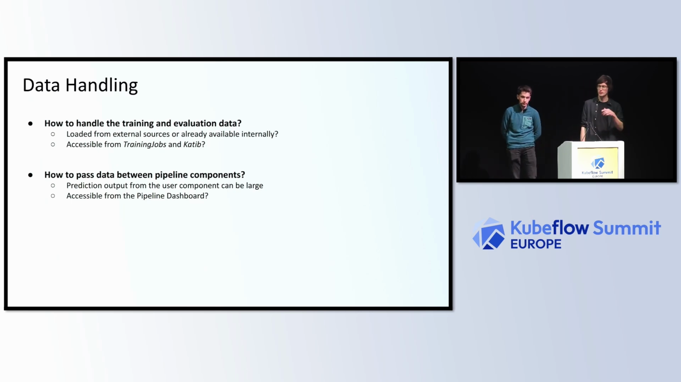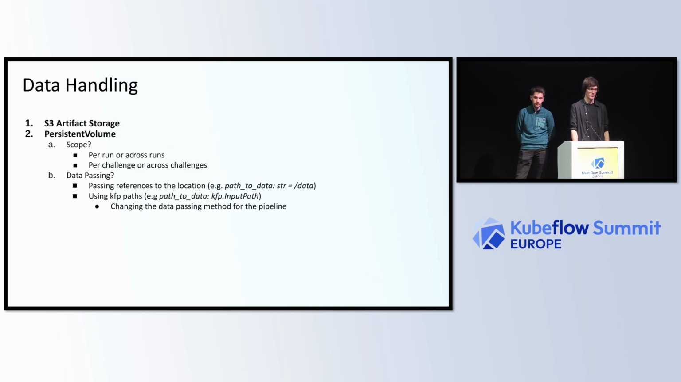Because, for example, the prediction output from the user component can potentially be large. Also, do you want to have the prediction accessible from the pipeline dashboard? And for this, we have several options. So we can either use the S3 artifact storage, the default by Kubeflow Pipelines, or we can use a persistent volume. And here we have, again, two different options.